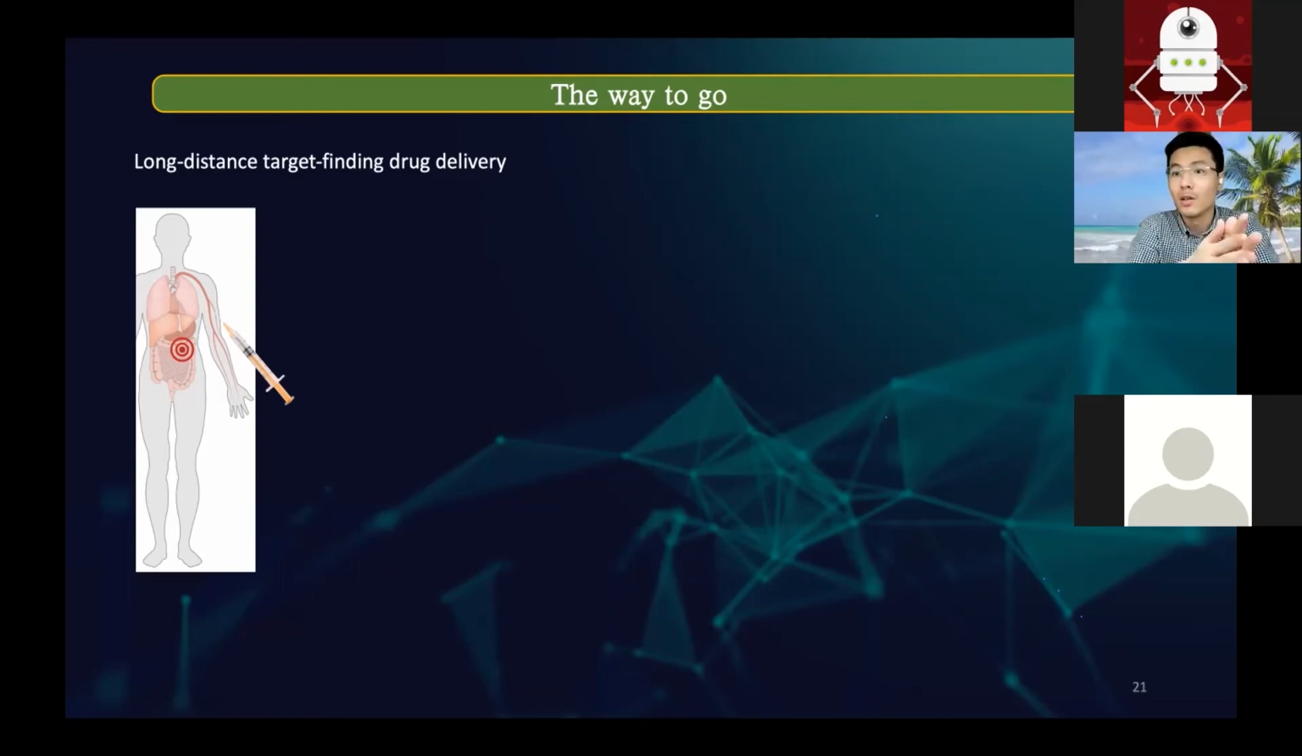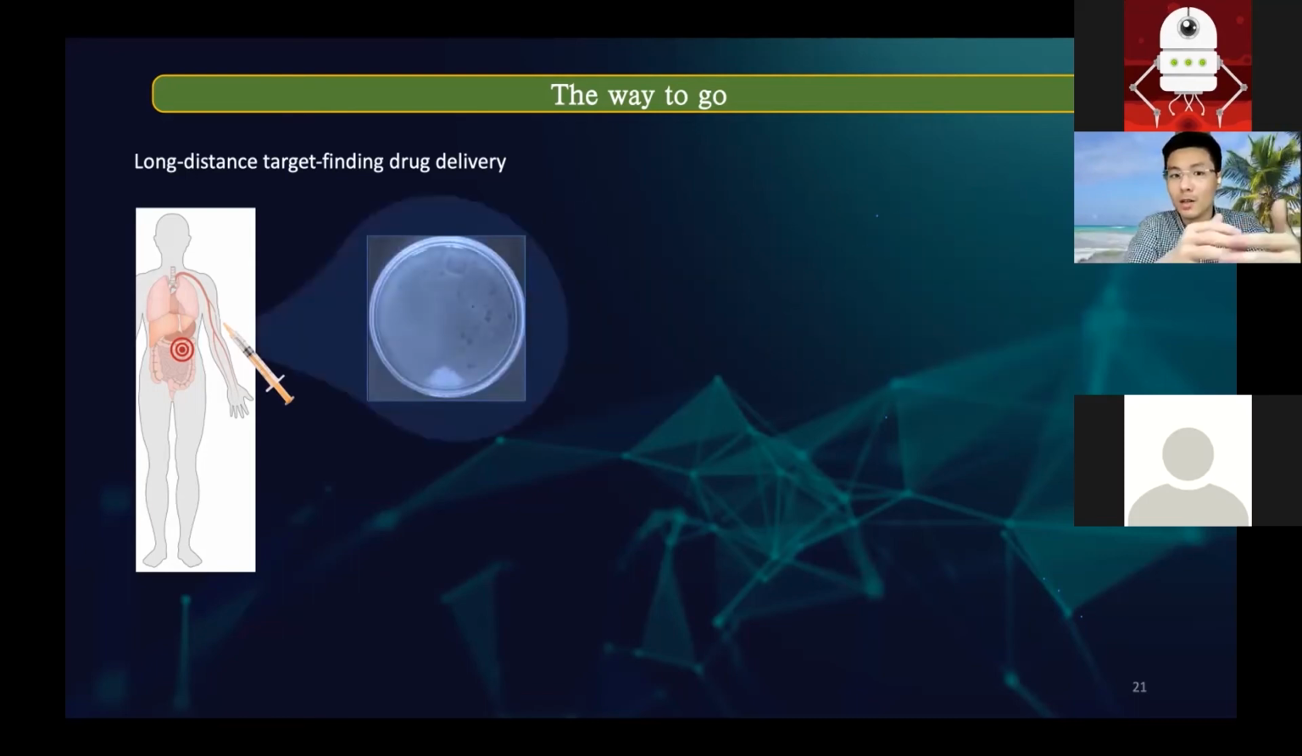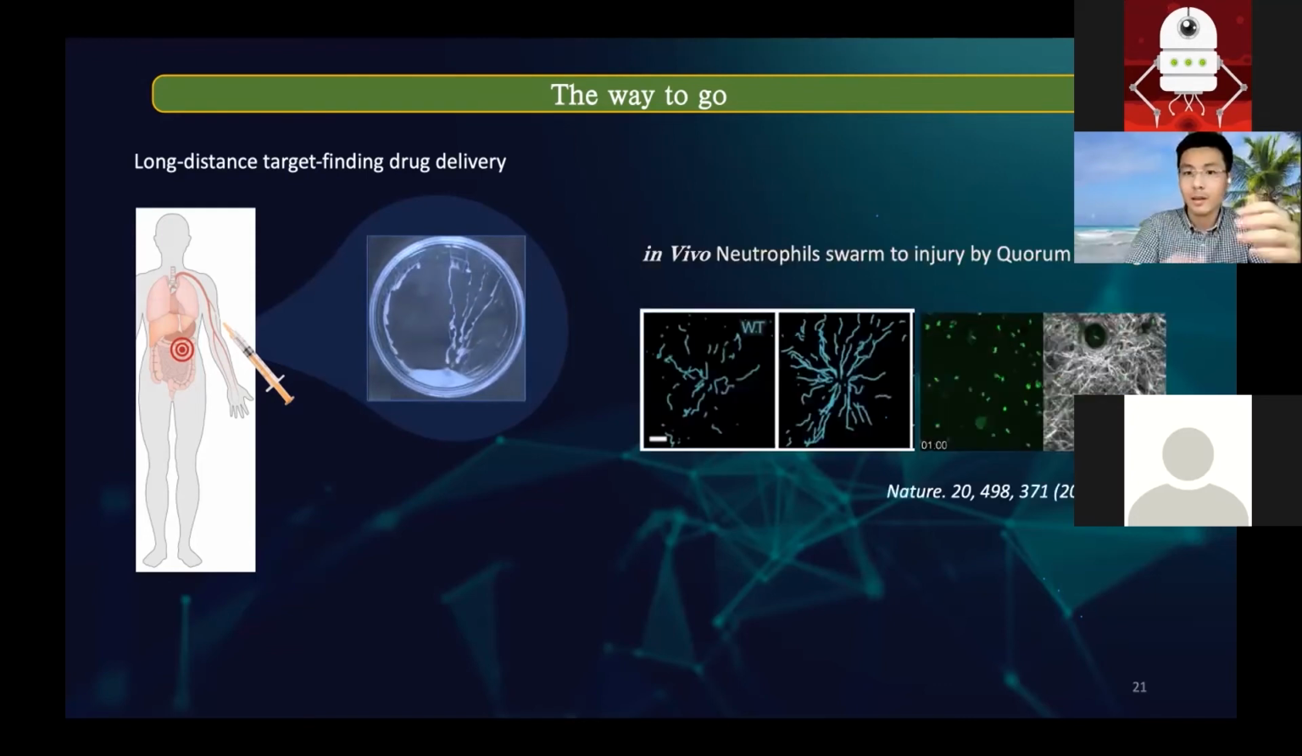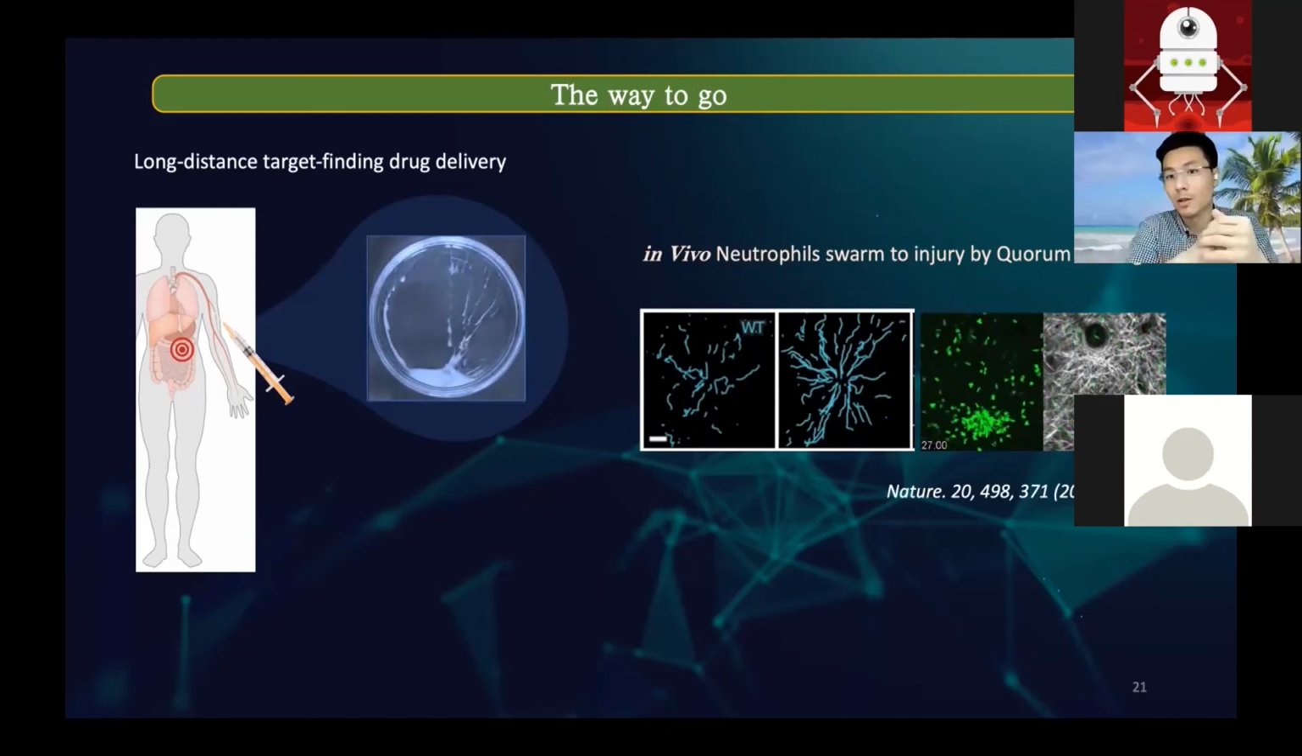However, in our system, our active particles can show macro-scale collective motion behavior without depending on short-range chemotaxis. So we believe that it will be promising for long-distance drug delivery, and this is actually what we are doing right now in our lab. We can also find this quantization mechanism in biological systems, like neutrophils, which can collectively swarm to an injury by a chromatin rule.